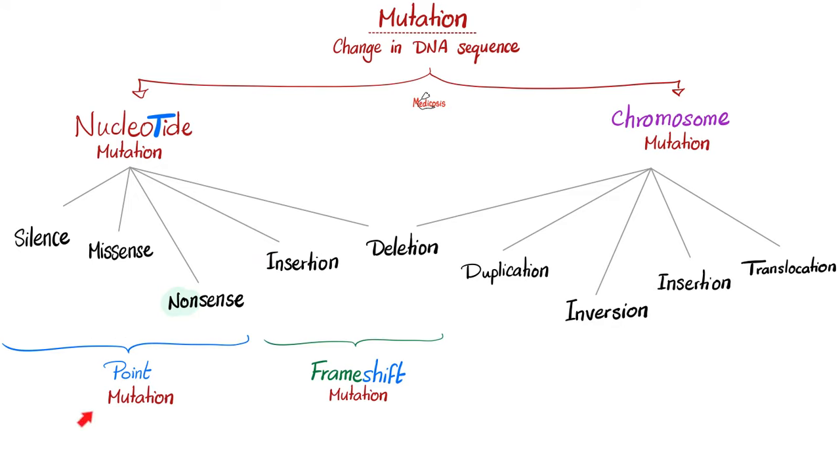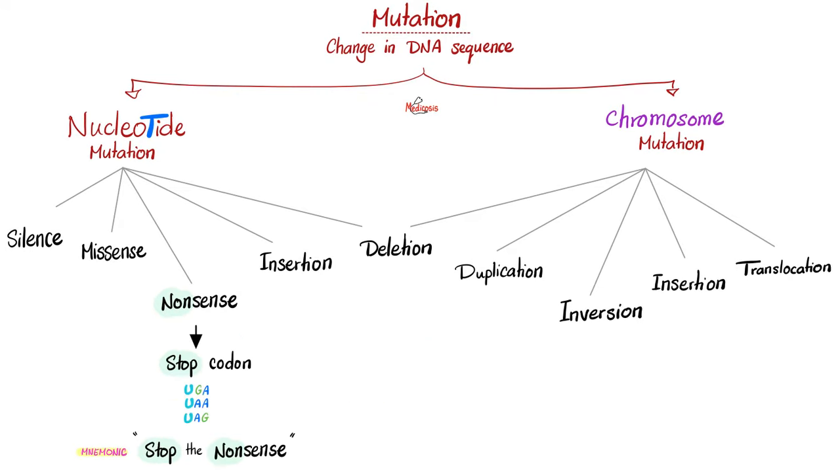The first three are collectively known as point mutation. The last two are frameshift mutations. The first three will affect you in one nitrogenous base, in one nucleotide, in one codon. It is pointed. But the frameshift mutation will affect you now and then until the end of times, all the way down the road. Let's start with the nonsense.